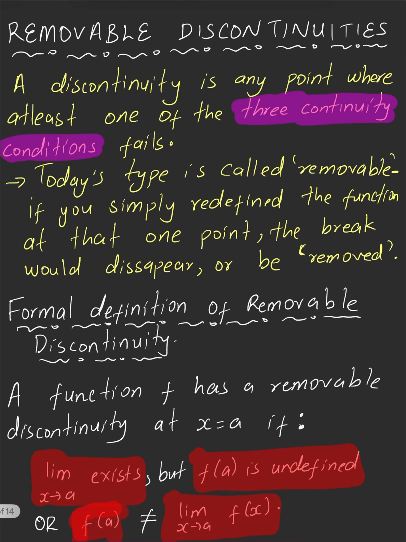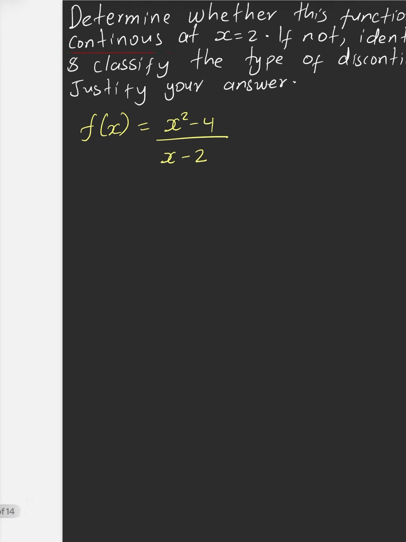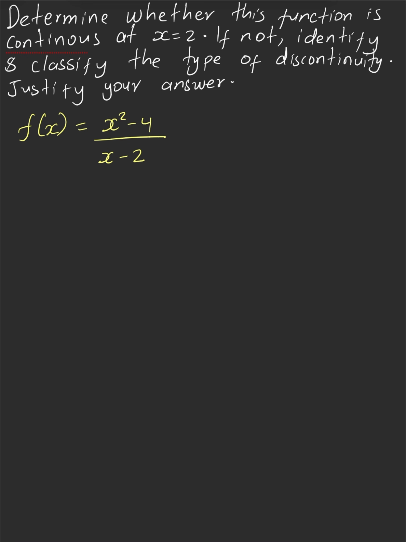But to make more sense of this, let's work through an example together. So, you have to determine whether this function is continuous at x equals 2, and if not, you have to identify and classify the type of discontinuity and be able to justify your answer. So, first, let's check the three conditions of continuity. I'm going to just write them up here in a box for people who might have forgotten. For a function to be continuous, these three conditions must hold.